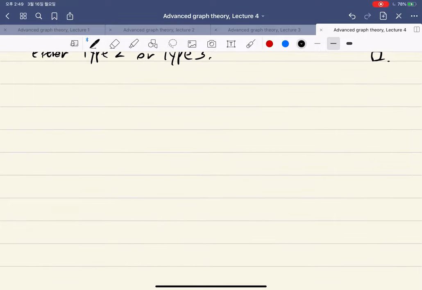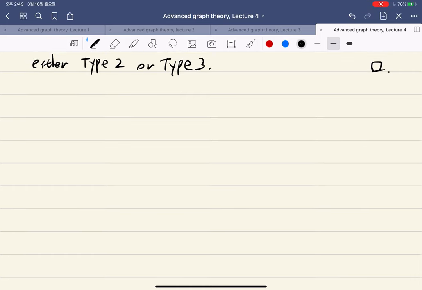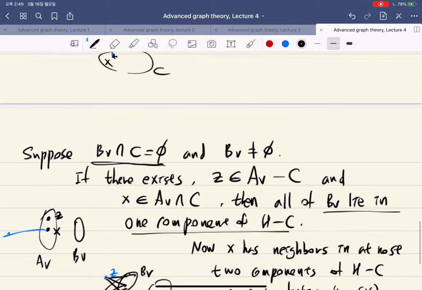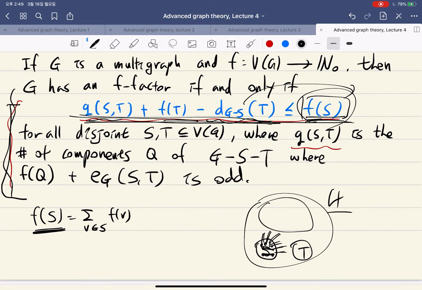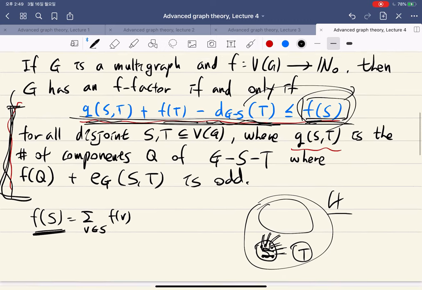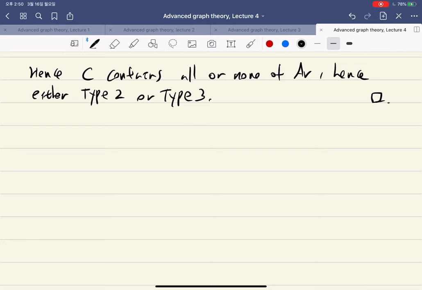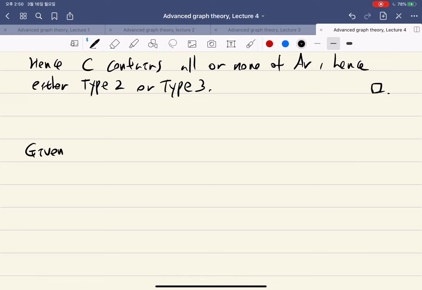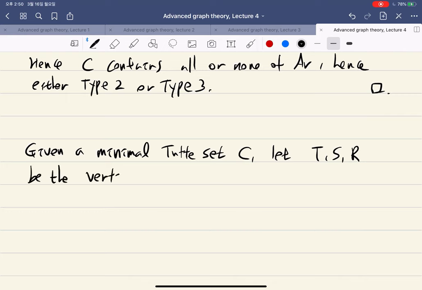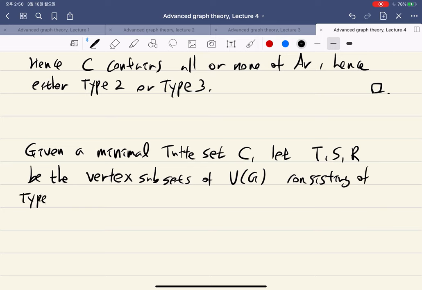Now with this claim, we can show that if the touch condition doesn't hold in H, then the given condition of the theorem is also violated with a certain choice of S and T. So what's the choice of S and T which violates the condition? The following. For a given minimal touch set C, we let T, S, R be the vertex subsets of the graph G consisting of type 1, type 2, type 3 vertices.